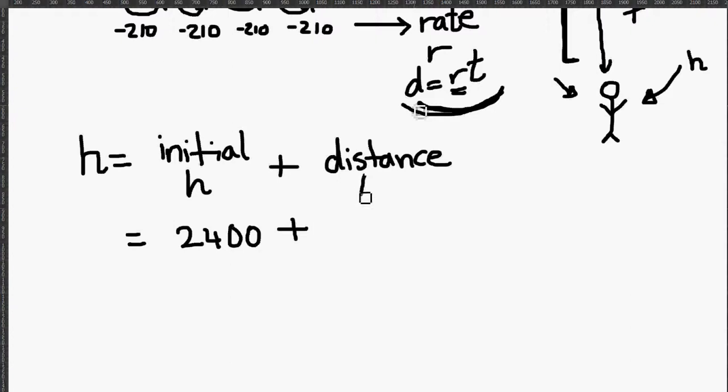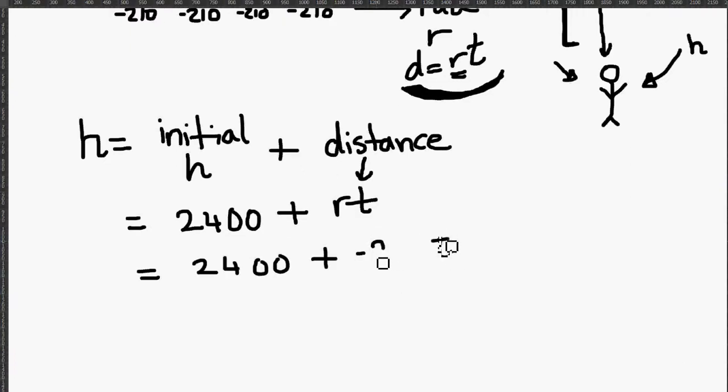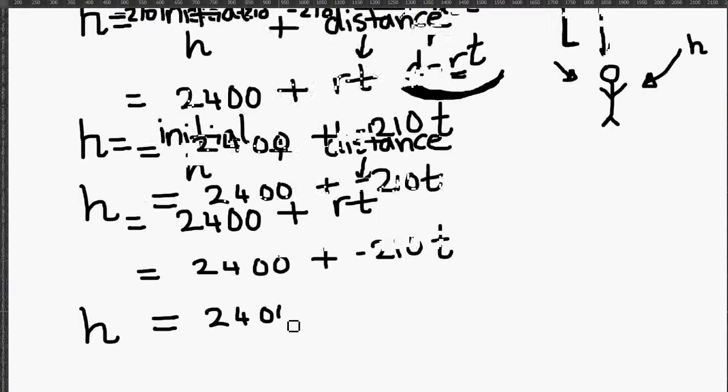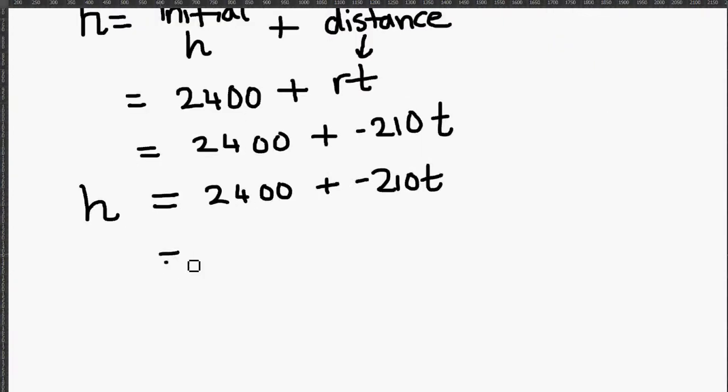And so we'll plug in d equals rt here. And I'll just write it as rt. And then we'll actually put in what we know. So we know that r is negative 210, and we don't know t. And so that's how you get that formula. H, the new height, is actually equal to 2400 plus the distance traveled, which is negative 210t. And for simplicity, you can actually write this again as 2400 minus 210t.